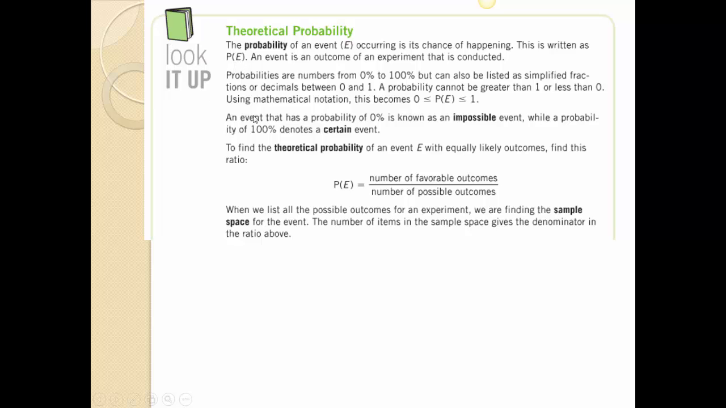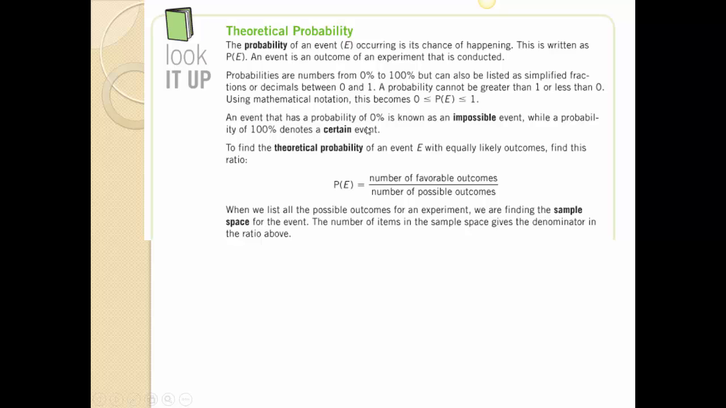An event is an outcome of an experiment that is conducted. So let's say, for instance, we're rolling a die and we let the outcome E be that we get an even number when we roll the die. Probabilities are from 0% to 100%, but they can also be listed as fractions or decimals between 0 and 1. A probability cannot be greater than 1 or less than 0. And when we use mathematical notation, we can write this probability like this. Probability of E is greater than or equal to 0, less than or equal to 1.